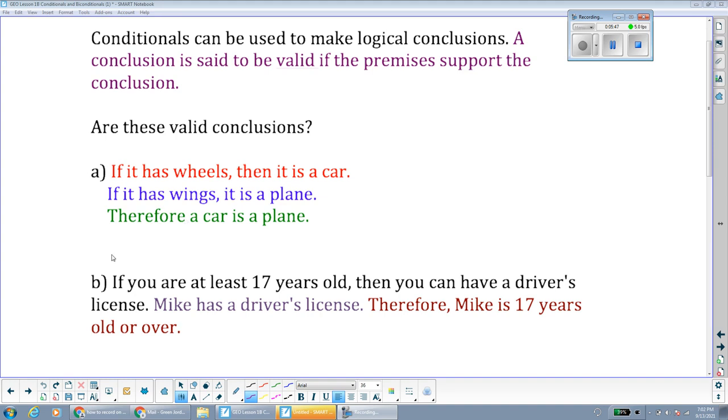Let's take a look at B. If you are at least 17 years old, then you can have a driver's license. Mike has a driver's license. Therefore, Mike is 17 years old or over. Take a second, pause the video, and think, assuming the premises are true, assuming that Mike has a driver's license, and assuming that if you are at least 17 years old, you can have a driver's license. Does the conclusion about Mike logically follow? If you answered yes, congratulations, you are correct. Wonderful.